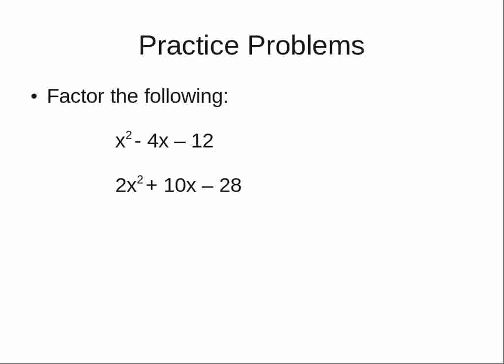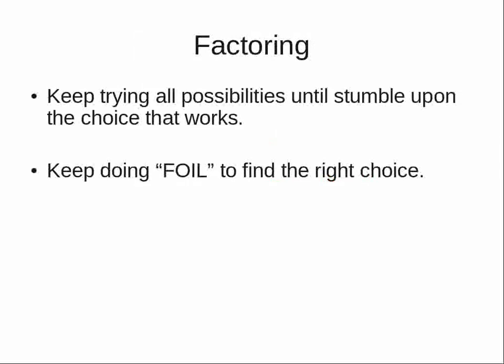Okay, would you please factor these two expressions? X squared minus 4x minus 12, and then 2x squared plus 10x minus 28. Pause the video and try that now, please. All right, here we go. Answers. First one, product of binomials, x minus 6 and binomial x plus 2. The second one, the binomial 2x minus 4 and the binomial x plus 7. Discussion.